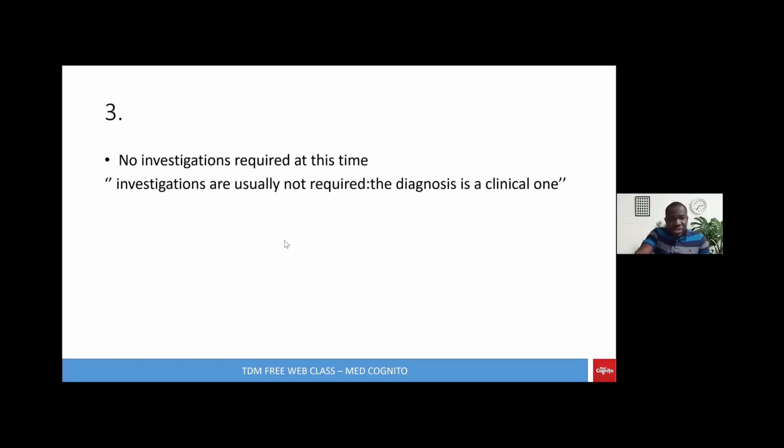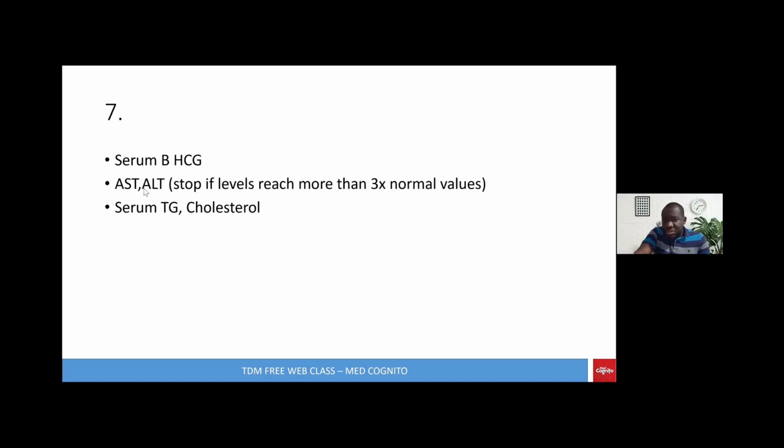Most of you got this right. You need to do your serum beta HCG. You need to do your AST, ALT, all right? You can also be asked the question, at what point will you stop? For example, at what point will you discontinue isotretinoin? If the levels reach more than 3 times the normal values, okay? And then, of course, you need to do your serum triglycerides and cholesterol. Like I said, lipid profile is fine. I will advise against liver function tests. Better say liver enzymes like AST or ALT, be as specific as possible, all right?